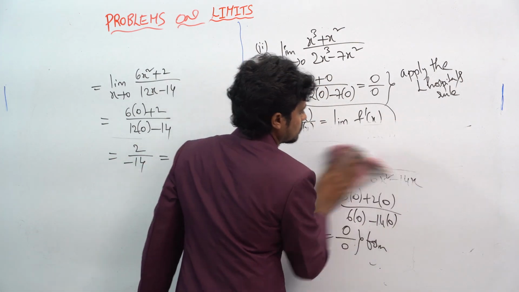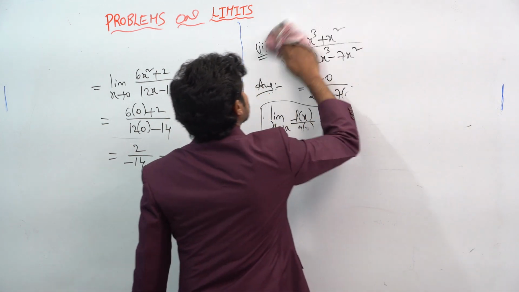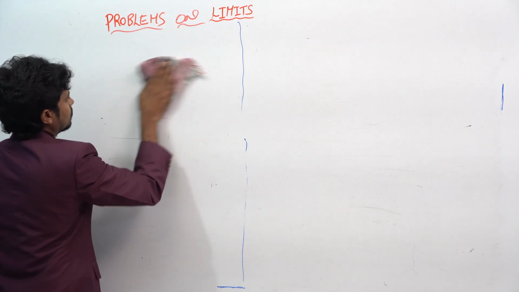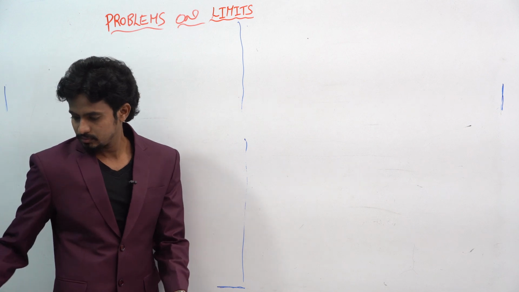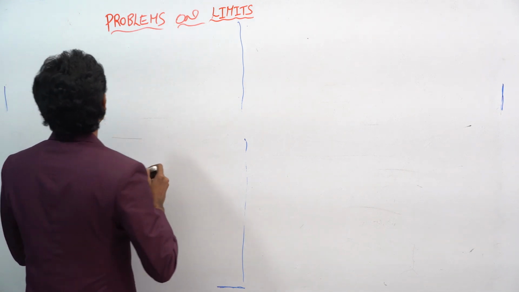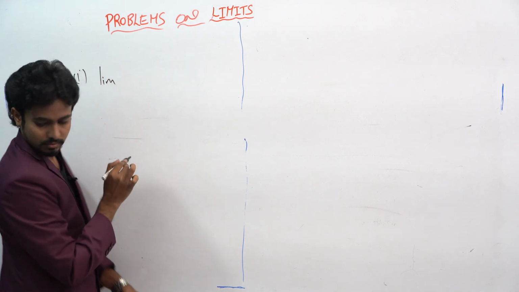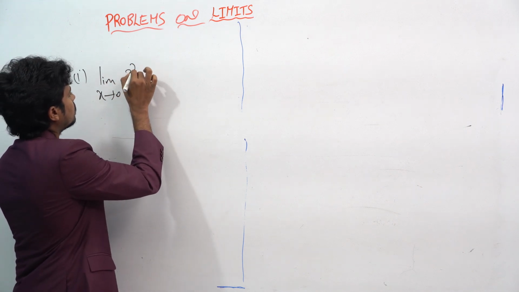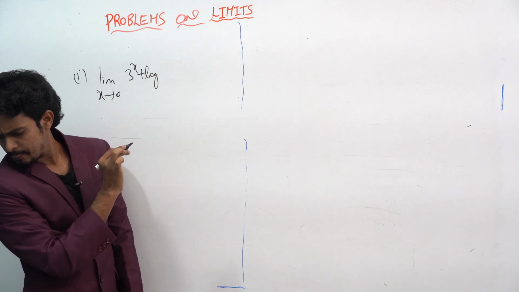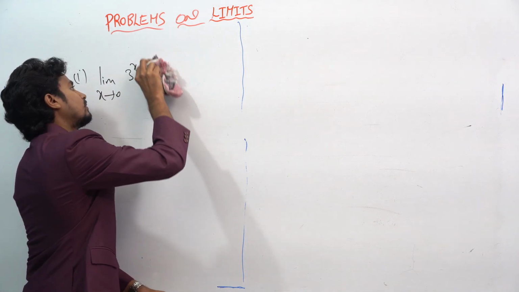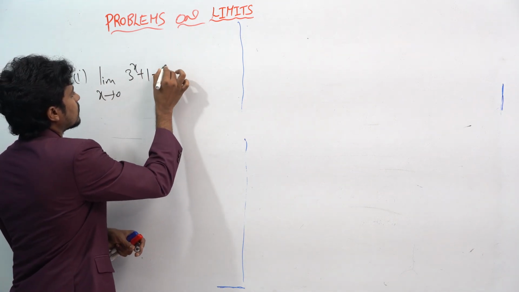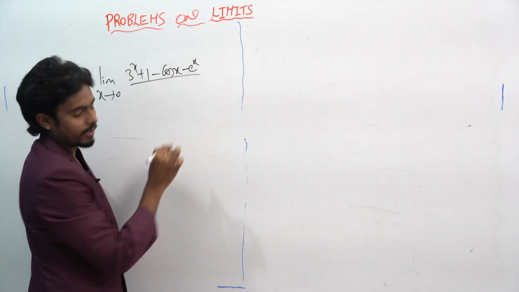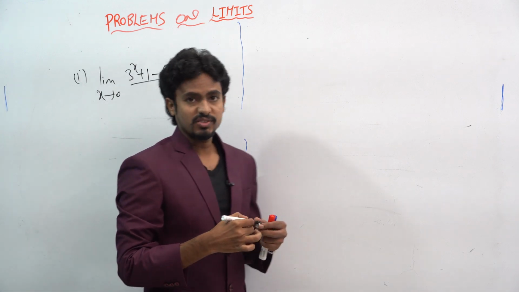Let's see one more example. Limit x tends to 0, 3 power x plus log (1 plus x) minus... 1 minus cos x minus e power x, divided by x. This was the question they have been given.